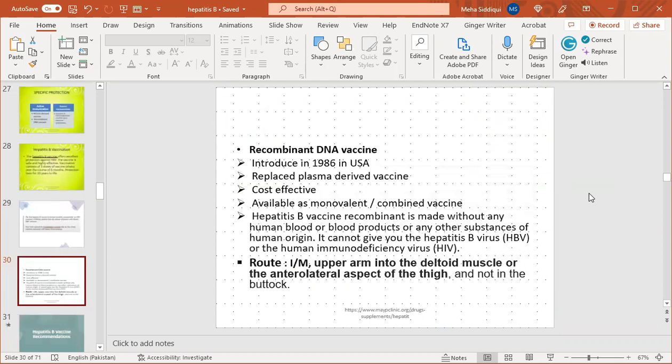Recombinant DNA vaccine was introduced in 1986 in the USA. It has replaced the plasma-derived vaccine. It is cost-effective, and available as monovalent or combined vaccines. It is made without any human blood or blood products or any other substances of human origin. It cannot give you the hepatitis B virus or HIV. Its route is IM, in the upper arm into the deltoid muscle or the anterolateral aspect of the thigh, and not in the buttocks.